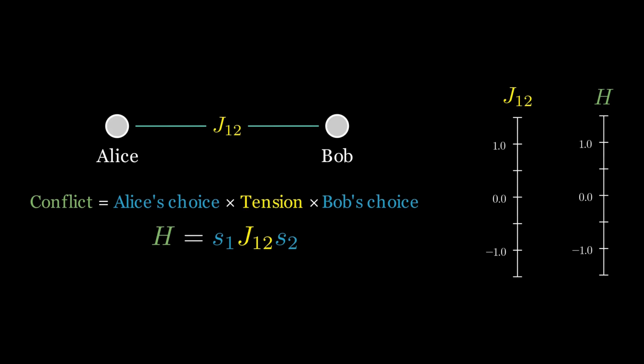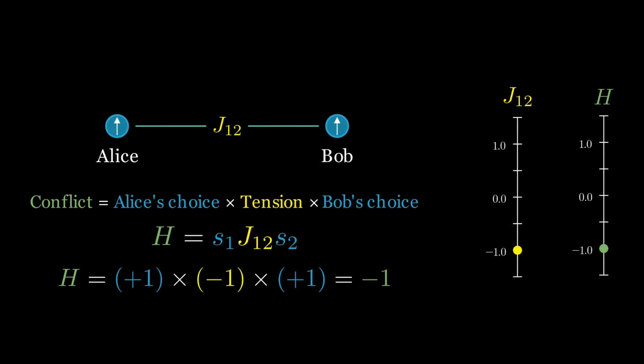Suppose Alice and Bob have a cozy relationship, so J is -1. If they both agree and choose +1, the total conflict H is -1. That's a low conflict state. But if Bob disagrees, the conflict becomes +1. This makes sense. In a cozy relationship, disagreement leads to higher conflict.